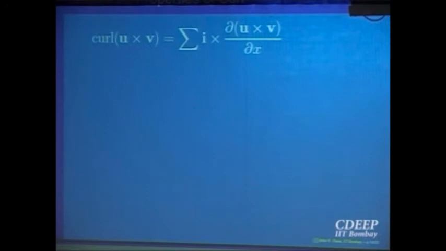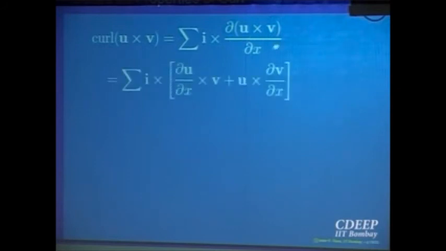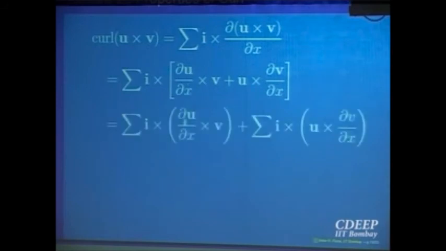This is the derivative of a function of one variable only, so this behaves like an ordinary product. So this splits into two parts: the partial derivative of u with respect to x cross v, plus u cross the partial derivative of v with respect to x. Then we'll split the two terms. So this by the product rule is equal to this, and now we split these two terms to get i cross the partial derivative with respect to x. So this sum plus this sum.